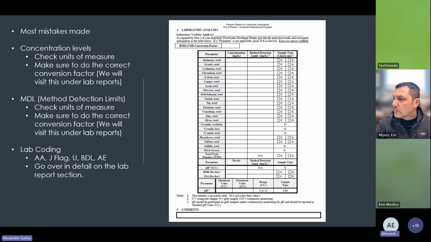And then when you're reading over your lab report, make sure that you're paying close attention to AA codes, J flags, U, BDLs, and AEs. And like I said, we'll dive into the lab reports a little bit more here soon.